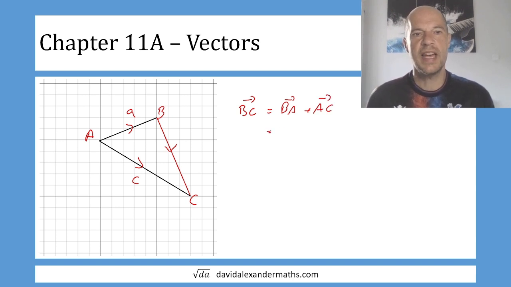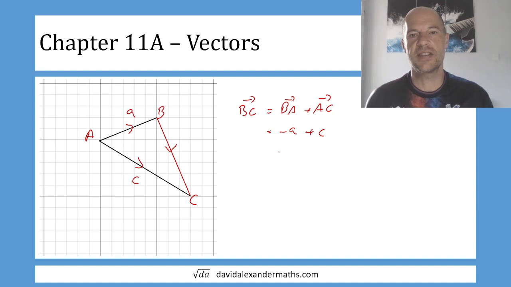Okay, now B to A, we are going backwards down this vector a. So if A to B is the vector a, then B to A is the vector negative a, plus A to C. Now A to C, we're following the vector in that correct direction. That's why it's really important to put these directional marks so that you know whether it's going to be positive a or negative a, by the way. And A to C is plus c.